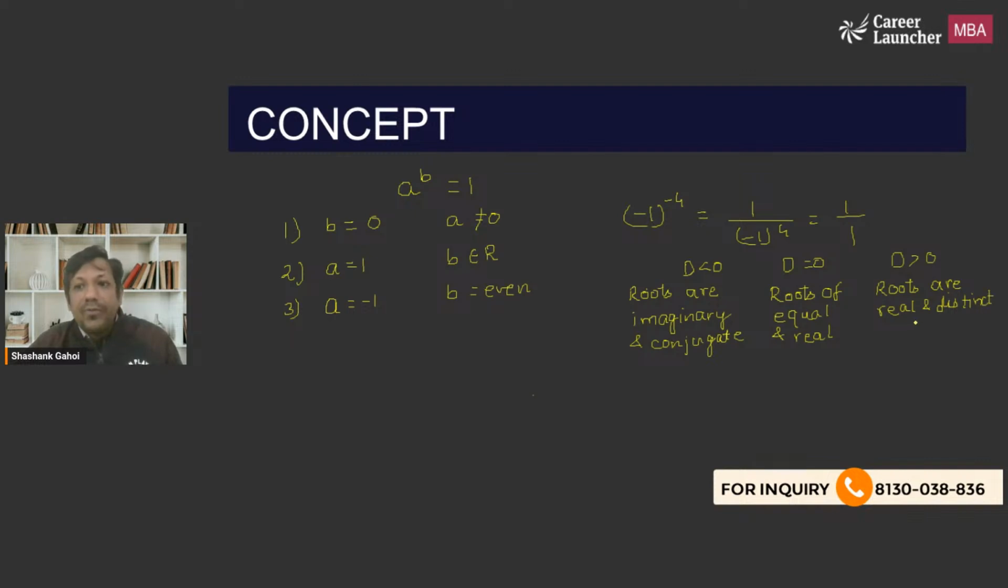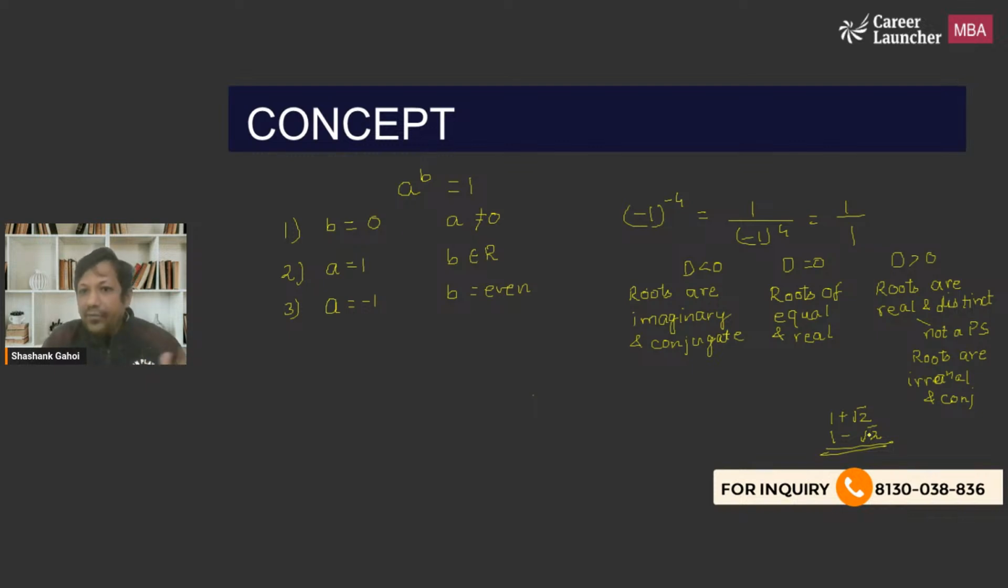Now, if D is not a perfect square, then roots are irrational and conjugate. Now, what is the meaning of conjugate? The meaning of conjugate is, if I have one root as 1 plus root 2, then the second root is going to be 1 minus root 2. Right, so this is something we have already seen in the previous session.